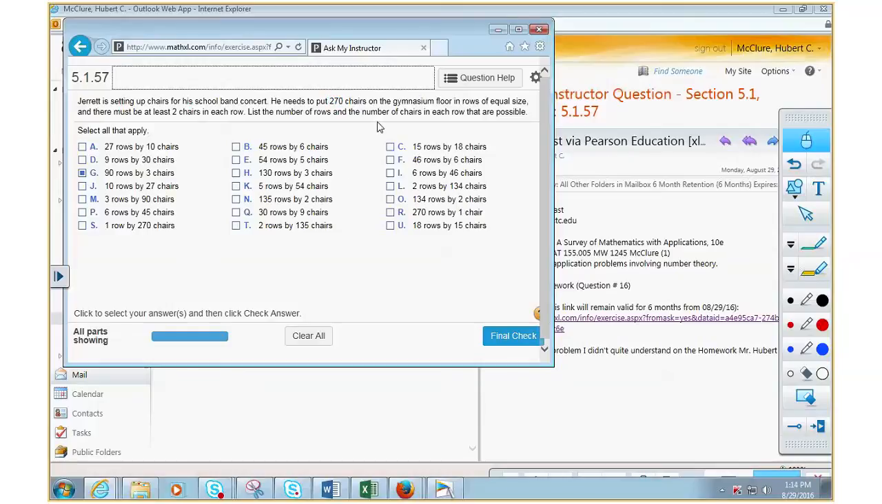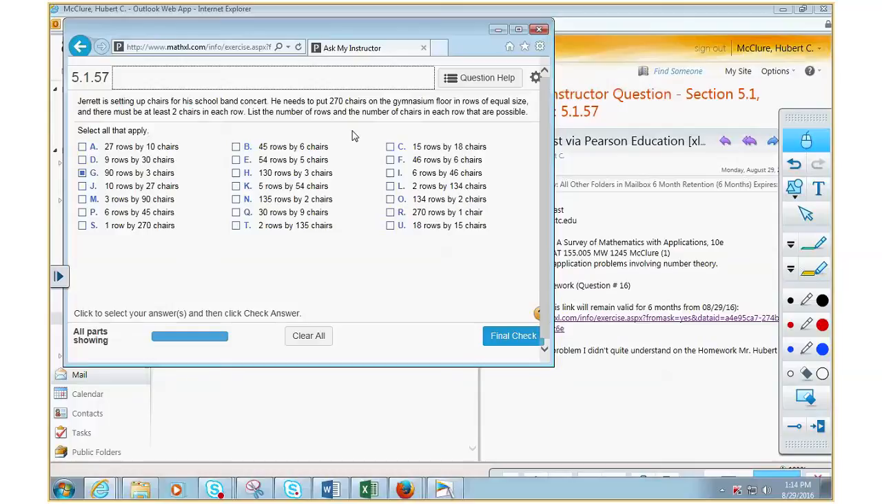Okay, it's divisible by 2, and you can use 2, so that would be 2 times 135. Or is it divisible by 3? Yes, because you add them up: 2 plus 7 is 9, and 9 is divisible by 3. How about 4?